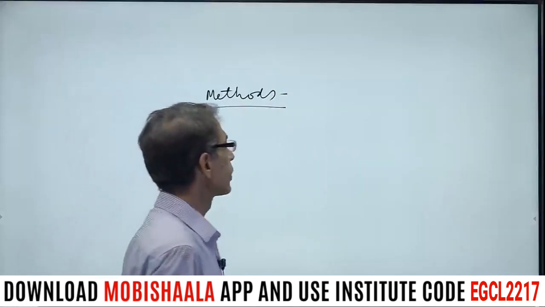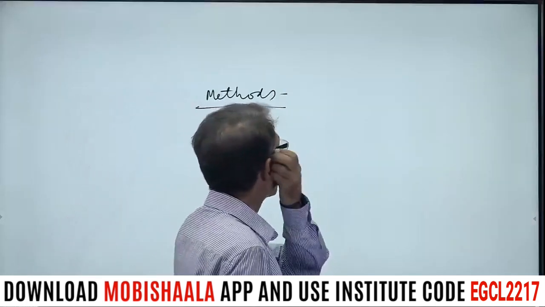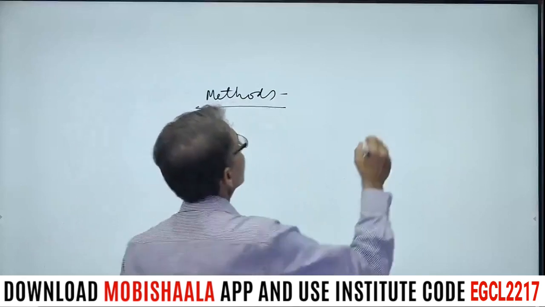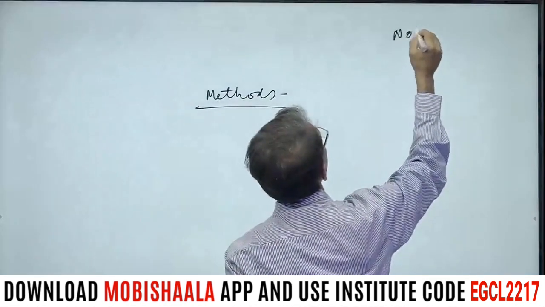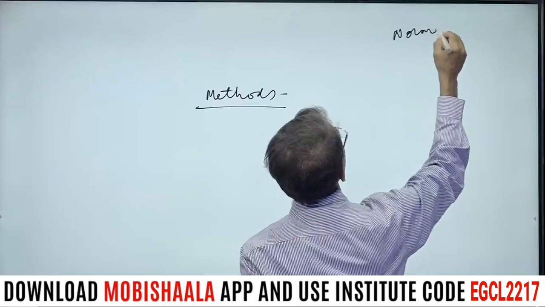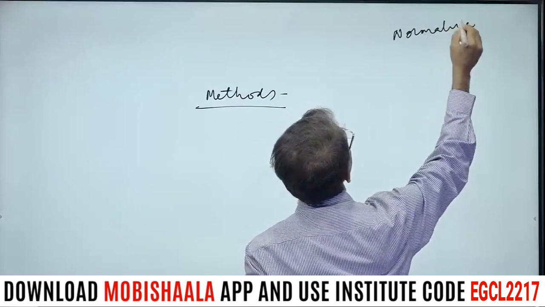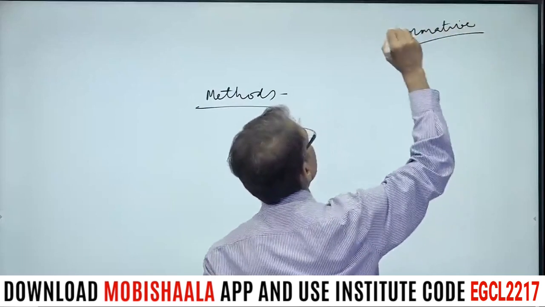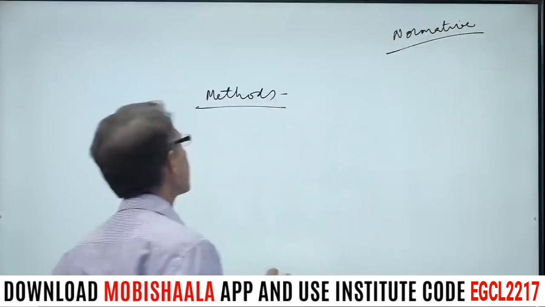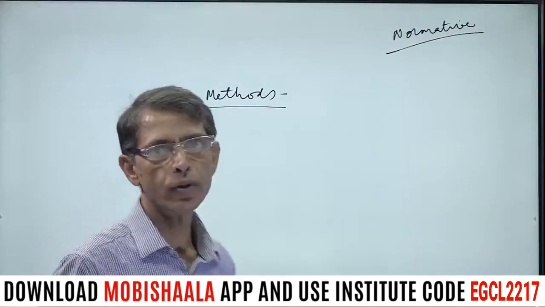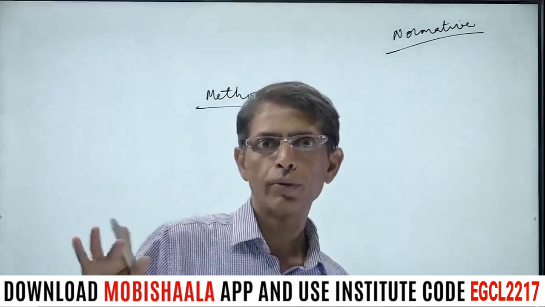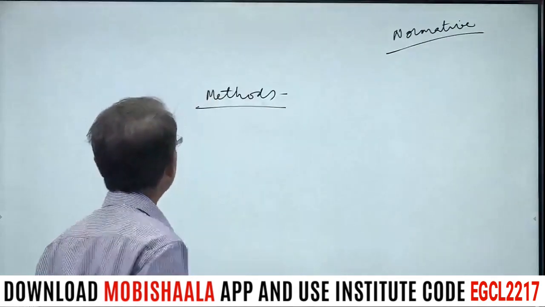Ethics is a normative science. We have answered it. So ethics is simply called a normative science. It has its own discipline, its own independence, separate existence, autonomy. And now, what are the methods?